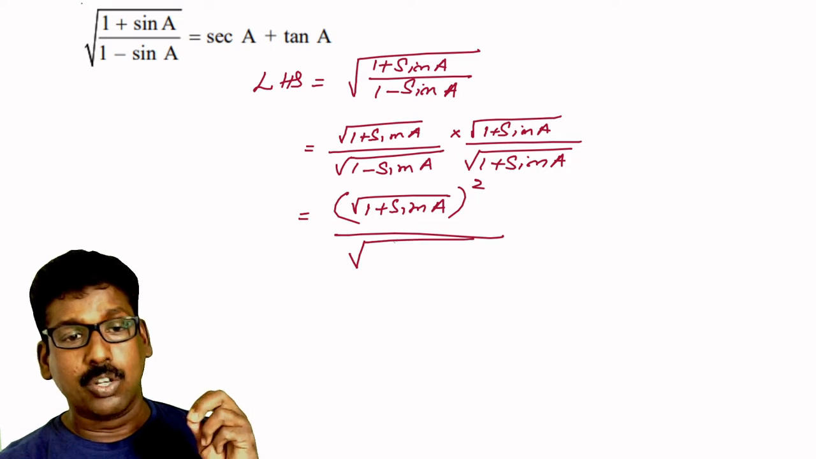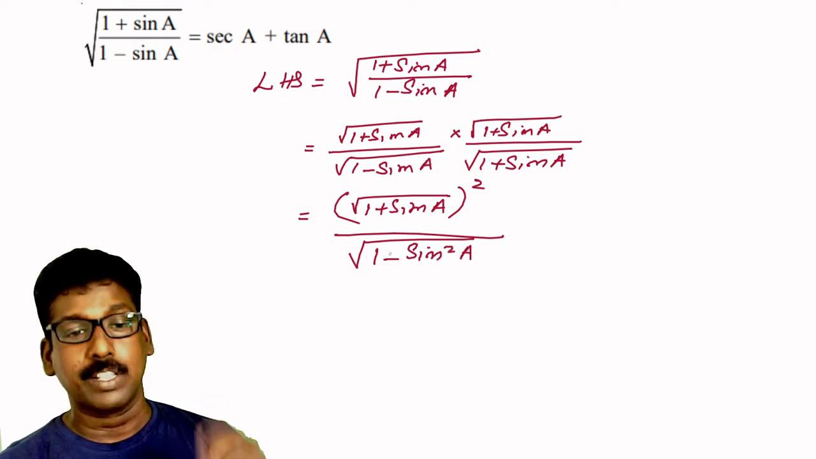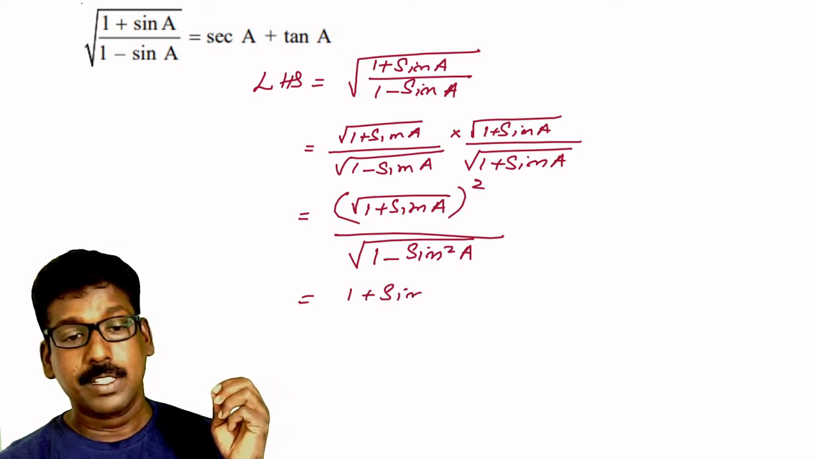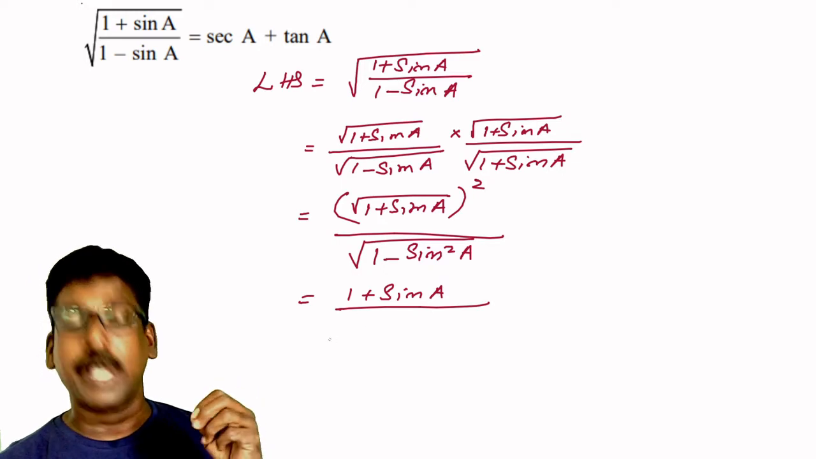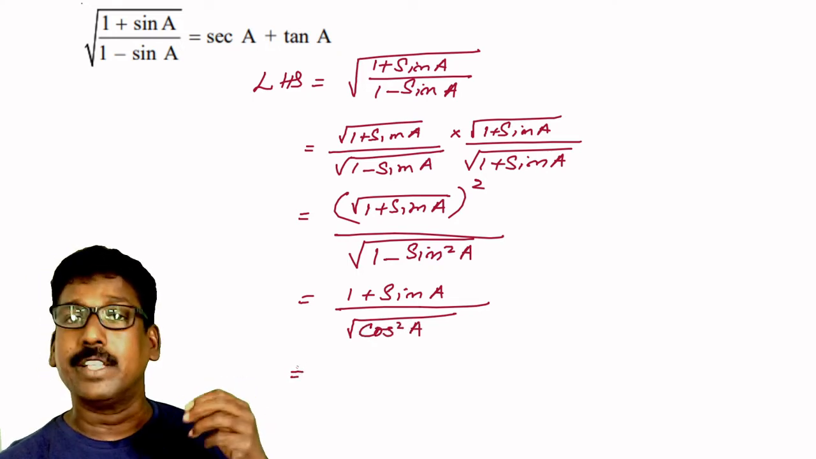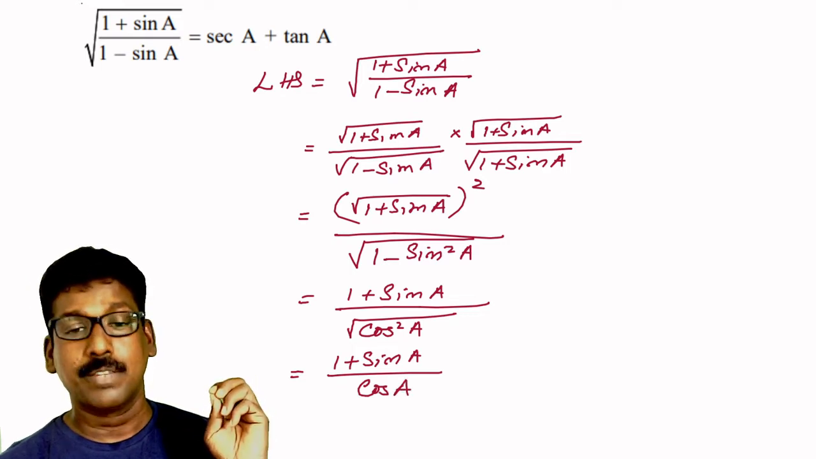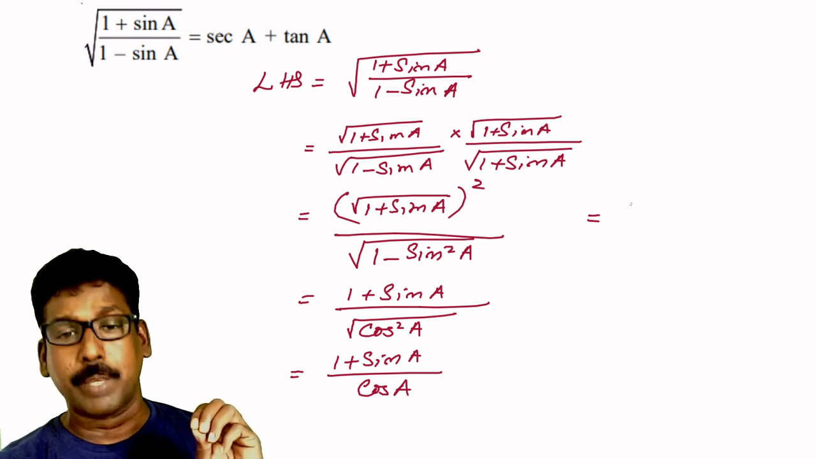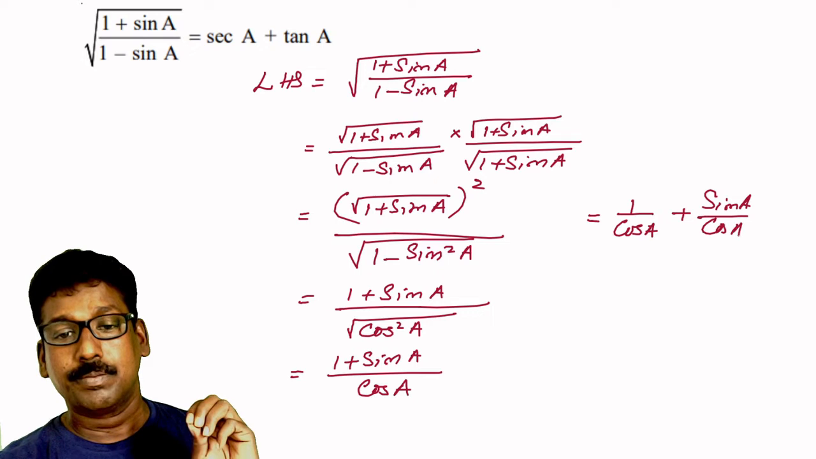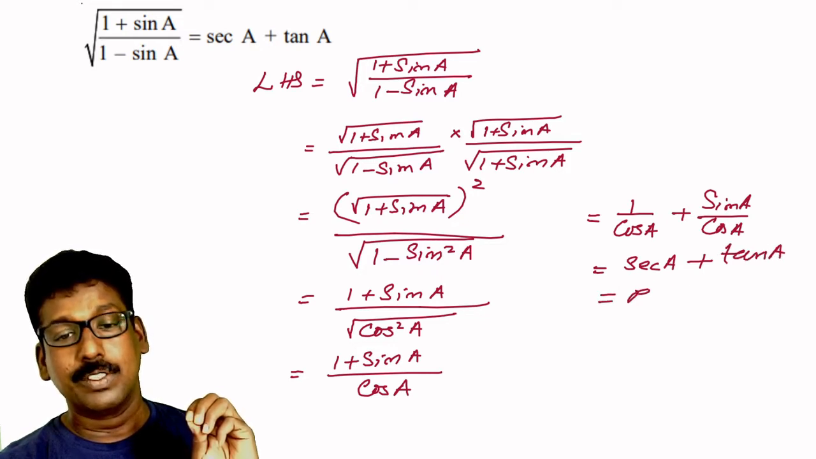That you can write as square root of A plus B into A minus B form. That is 1 square minus sin A whole square, you can write it as 1 minus sin square A. So this you can write as 1 plus sin A divided by square root of 1 minus sin square A. You know 1 minus sin square A you can write as cos square A. Now square root of cos square A is cos A. So it is 1 plus sin A divided by cos A. This means you have to divide both the terms of the numerator by cos A. That is 1 by cos A plus sin A by cos A. 1 by cos A you can write as sec, plus sin A by cos A you can write as tan A. So this is the RHS.